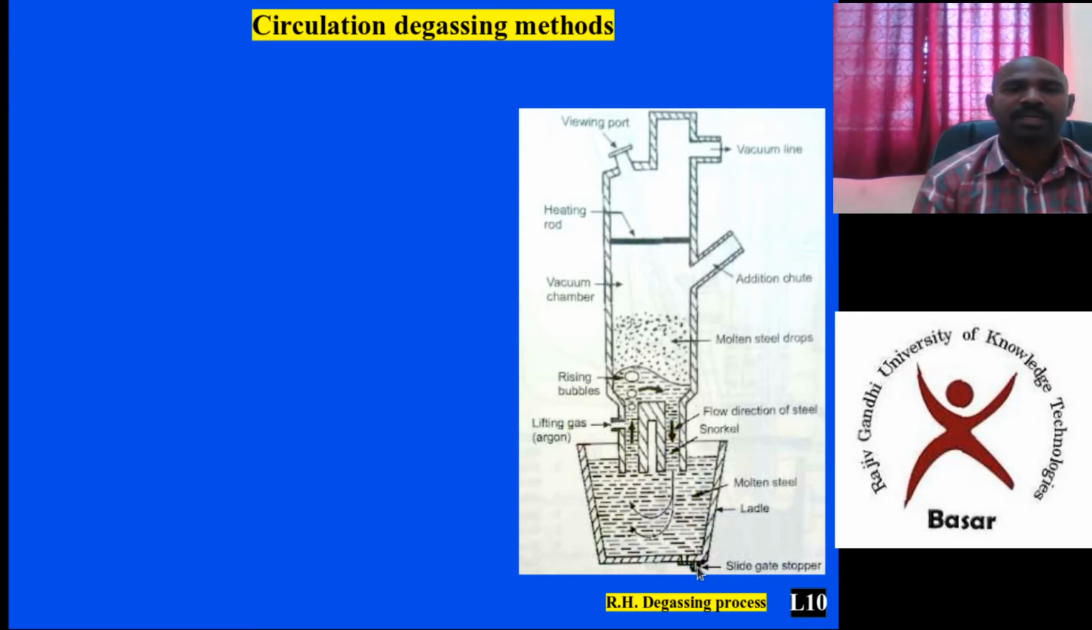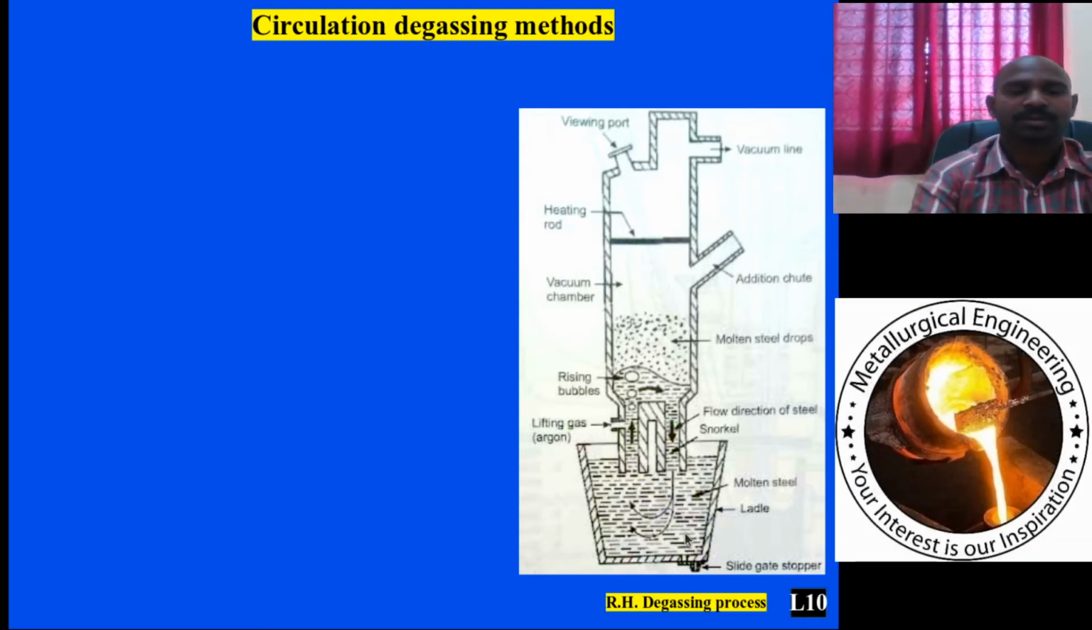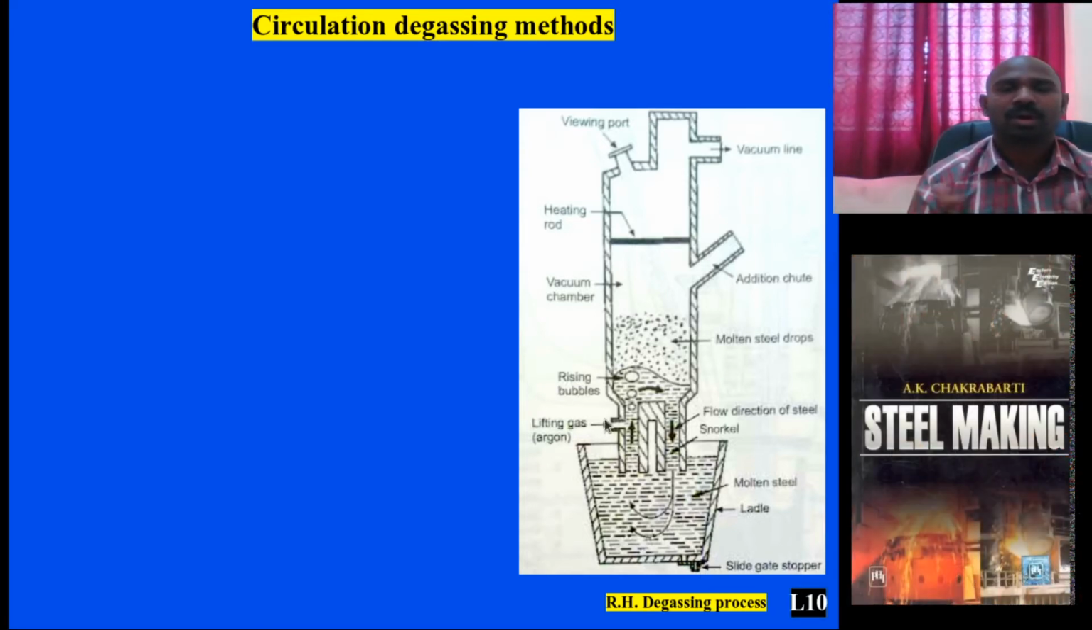After the entire degassing is finished, the molten steel is taken out from the ladle to the continuous casting section. From there it is taken into the tundish, and from the tundish it is passed to the continuous casting molds. That is the advantage.